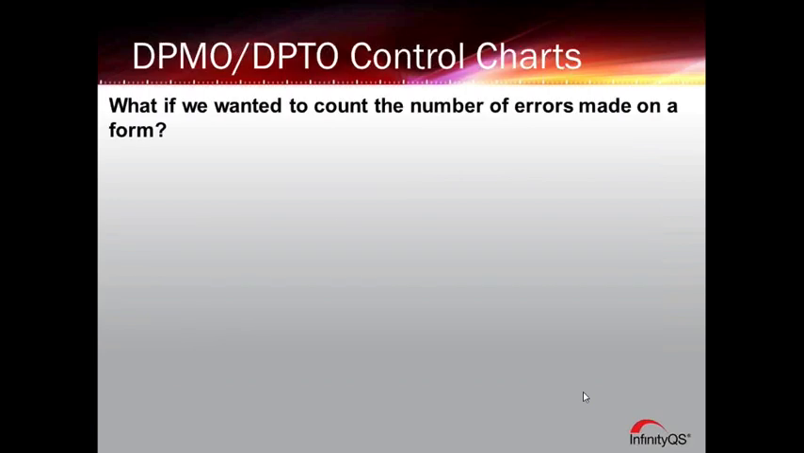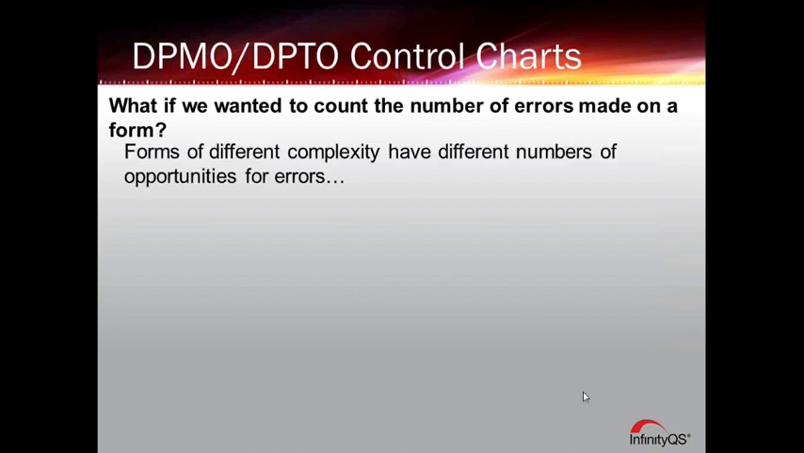Now we go to the defects per million and defects per thousand opportunities, and I use the example: what if we wanted to count the number of errors made on a form? I fill out taxes or a job application, or, as a big radio-controlled airplane enthusiast, various forums that I visit where I have to fill out forms. Let's say that we make forms, and we want to understand the kinds of mistakes that folks make on the forms that we make. Certainly forms of different complexity have different opportunities for errors.